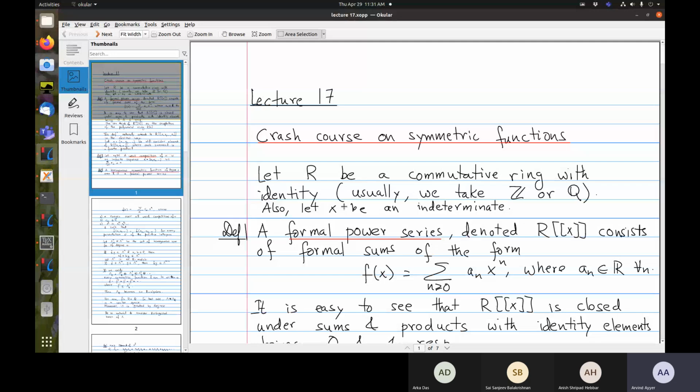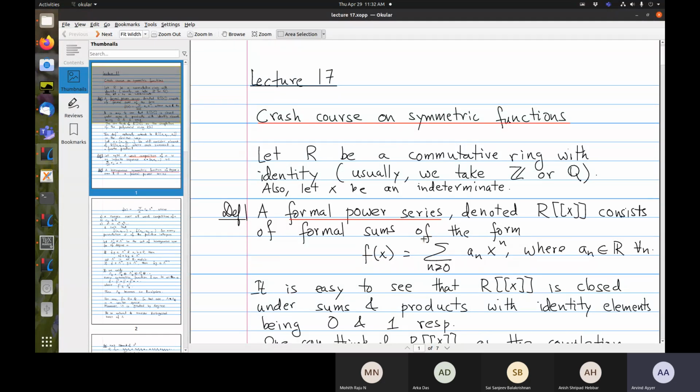I started talking about symmetric functions last time, and as I said earlier, this will be a crash course. I won't give many, I'll hardly give any proofs. But these are things you can read up. I mean, it's not advanced material. It's just a lot of it, so I won't have time to explain everything.